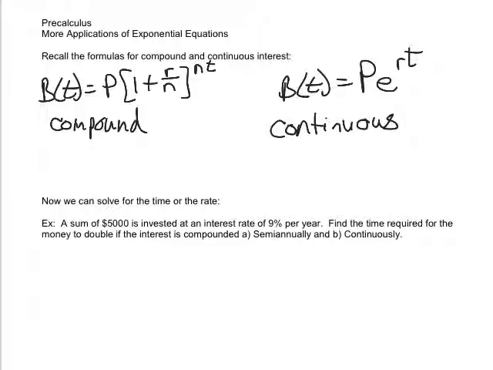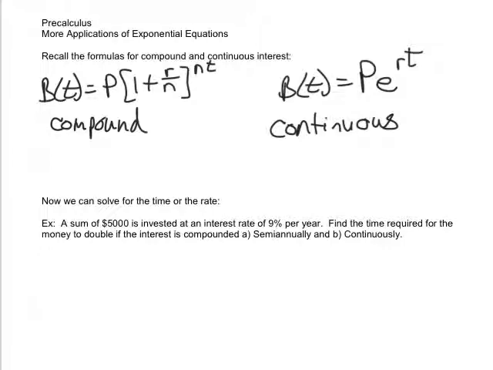So we'll start here. A sum of $5,000 is invested at an interest rate of 9% per year. So that's the nominal rate that the bank will give you, which I have no idea what this must be, like a stock market thing, because you'll never get 9%. Find the time required for the money to double if the interest is compounded semi-annually and continuously. Well, what we did in the previous unit was we had to use our graphing calculator to solve that, but now we don't need to do that. We can actually solve this using our exponential equations.